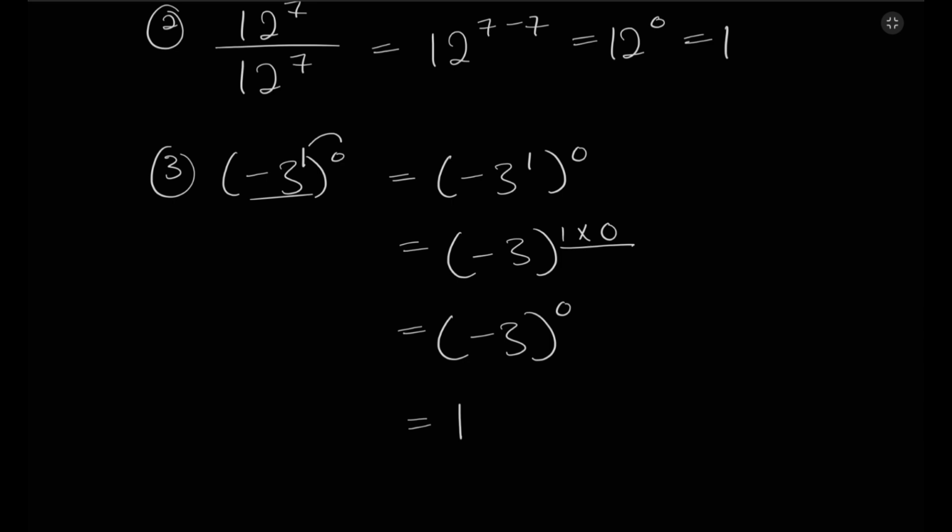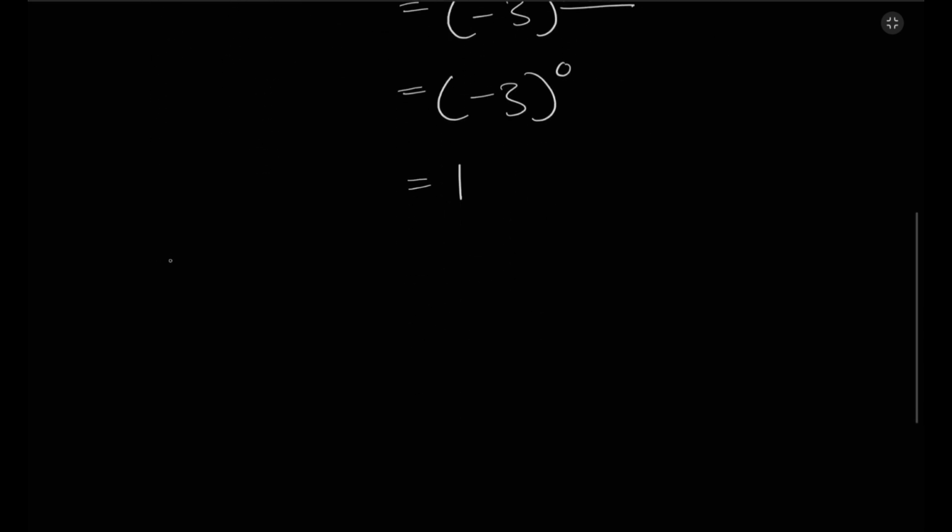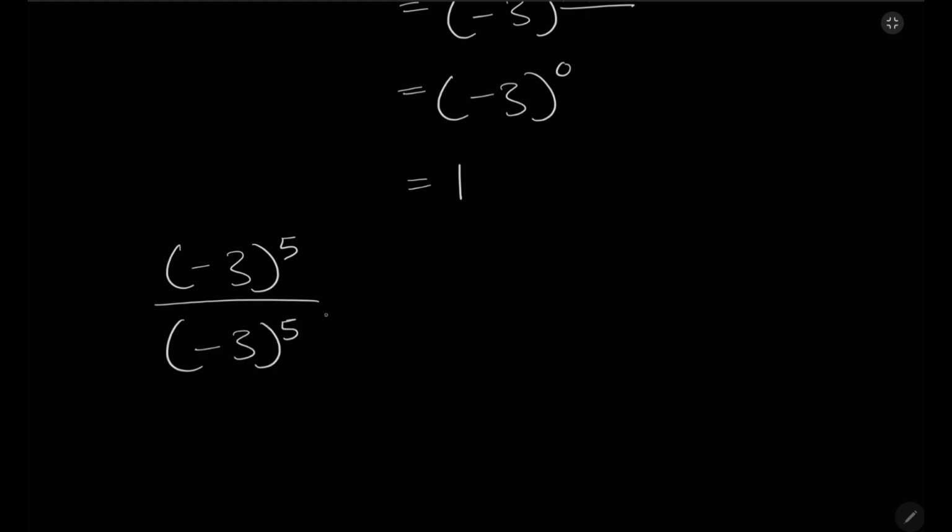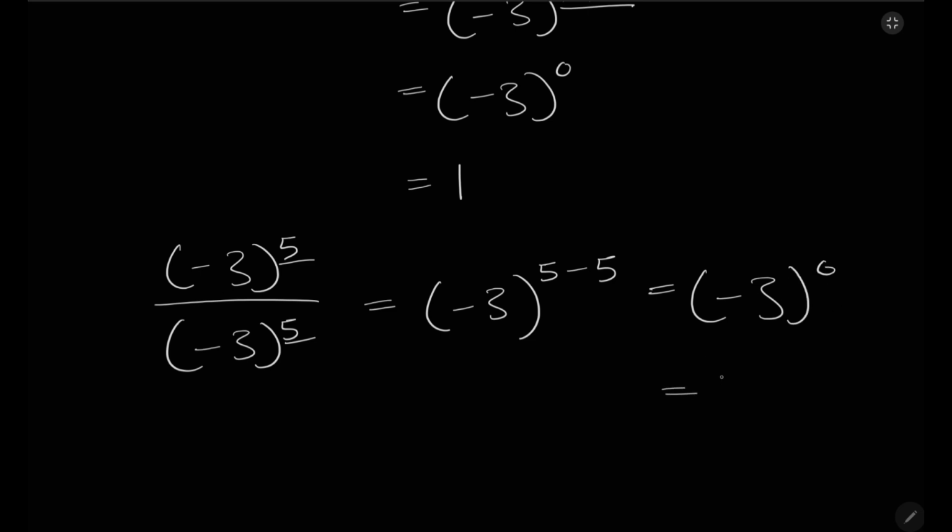Now let's try another example. Let's do negative 3 to the power 5 over negative 3 to the power 5. At this point, you should know that we write down our base as it is, then subtract the exponents. 5 minus 5, which is negative 3 to the power 0, which is equal to 1.